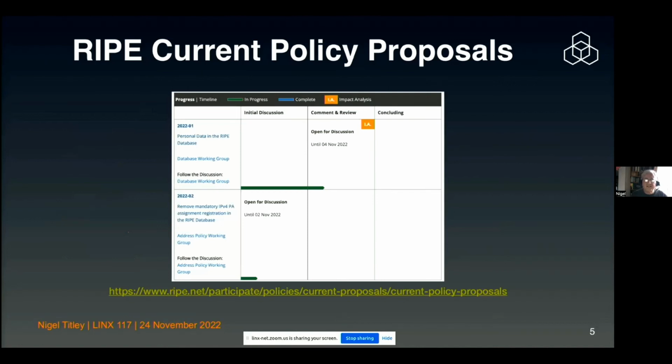And here is just a diagram of where these policies are. As you can see, 2202 is open for discussion until 2nd of November. So that's in the initial discussion phase still, and it will be by now, of course, into the comment and review phase. And 2022-01, which is the personal data in the RIPE database, is into the comment and review phase. Well, no, actually, it's now into the comment phase. So really, if you want to comment on this one, you ought to be looking at this one as well and commenting on it in the database working group email list.